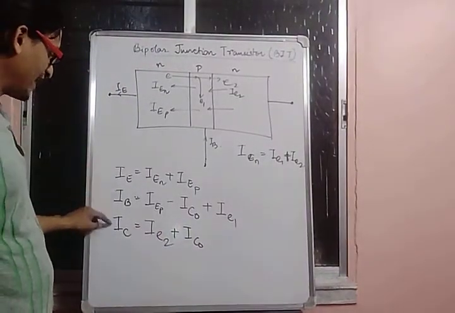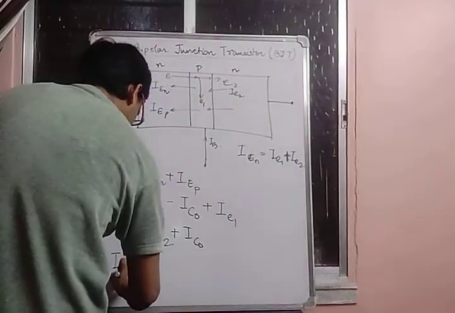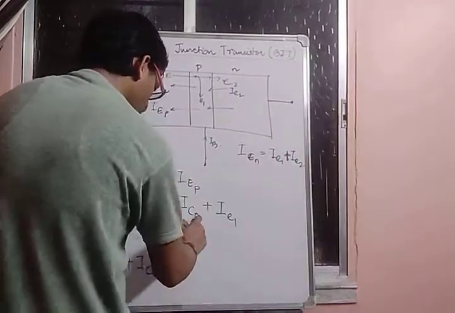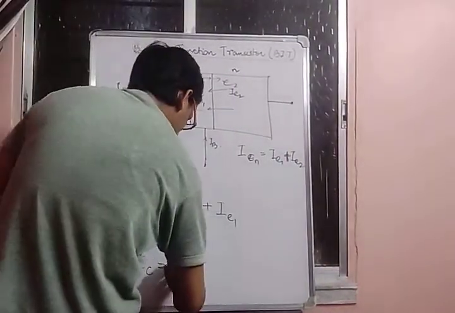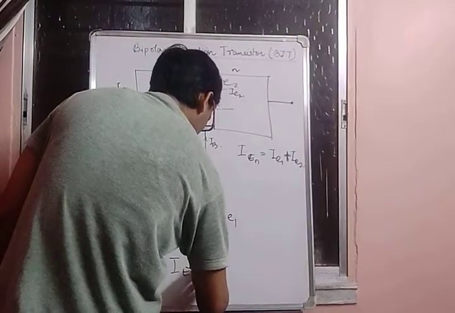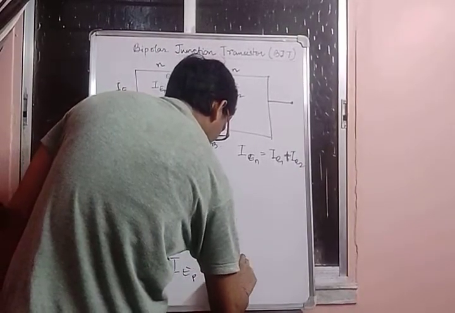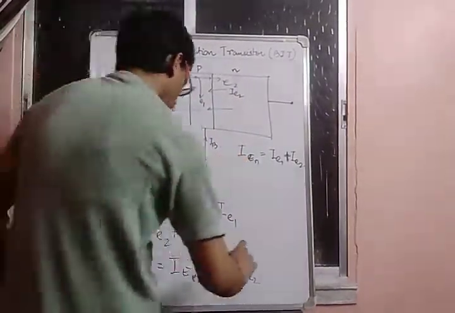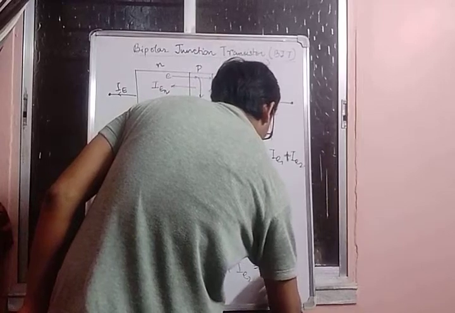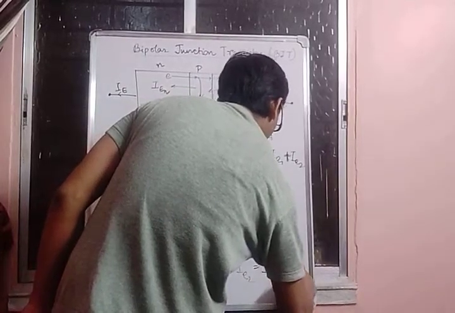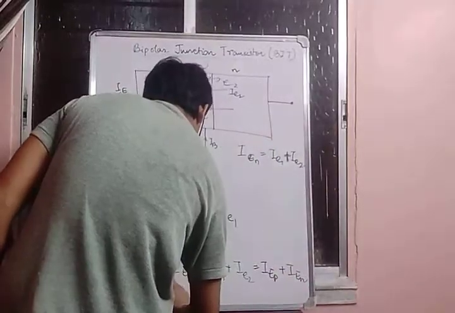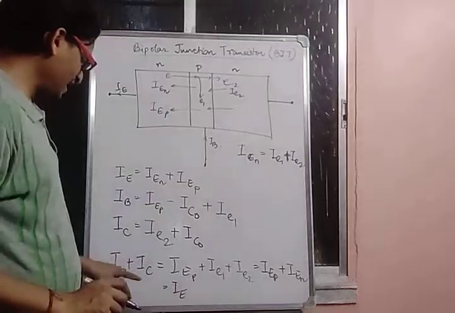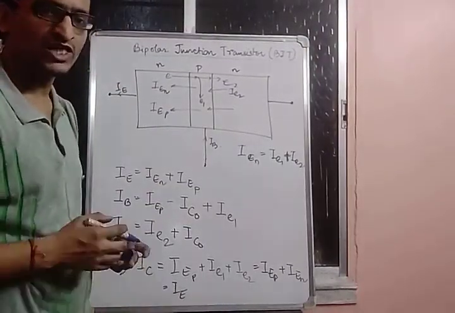Now if I add IB and IC, what will I get? Just see, this ICO term will get cancelled out and we will be simply left with IEP plus IE1 plus IE2. Now IE1 plus IE2 is nothing but IEN. So we will simply get IEP plus IEN, which is nothing but your emitter current. So for a transistor, IB plus IC will always be equal to your IE.